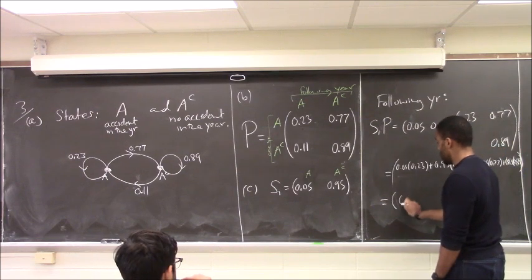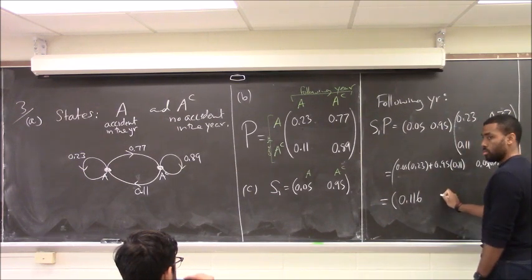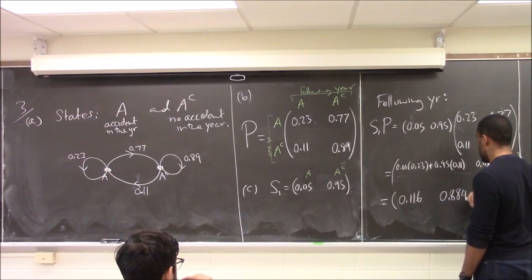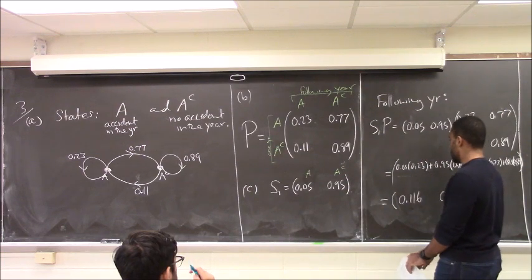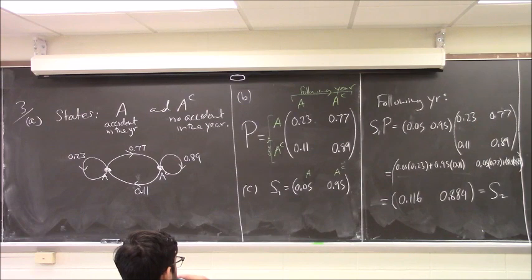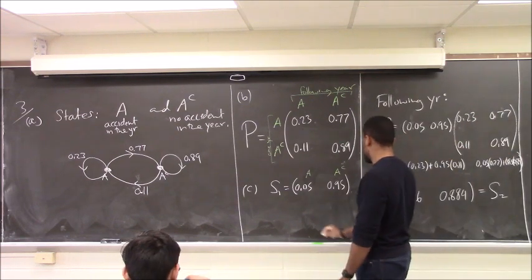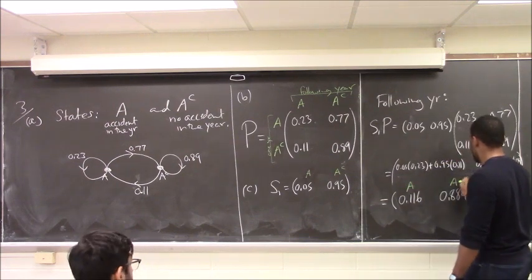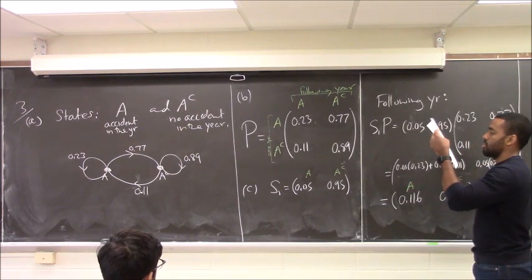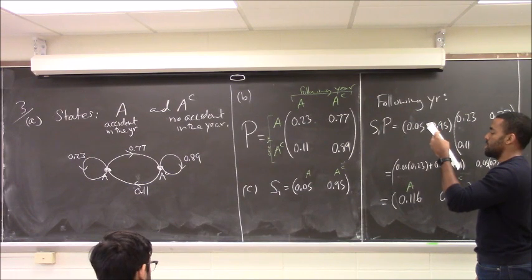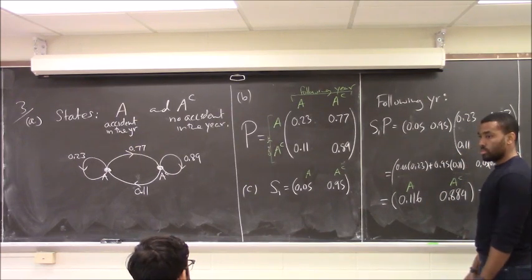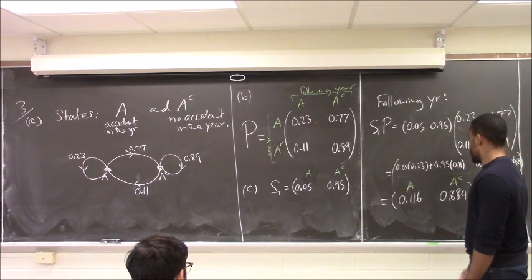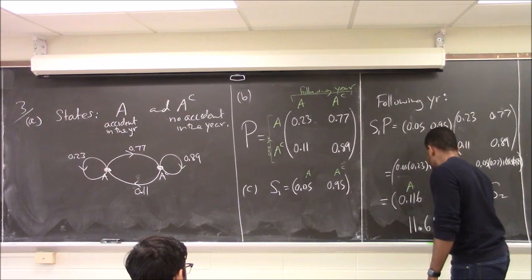0.116. And the second one? 0.884. This should be 1 minus that one. If you actually calculated this one, you could say 1 minus that answer, you would get this answer. So this here, what we call S2, the second state matrix, and the first situation is A complement. So, what's the probability that a randomly selected driver will have an accident the next year? 11.6% chance.